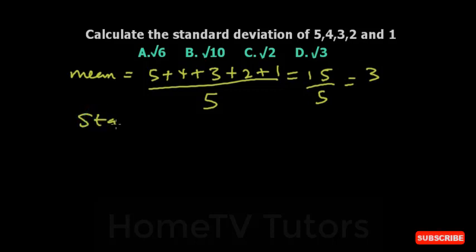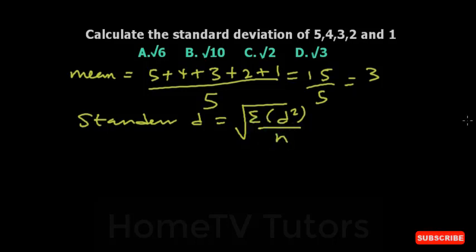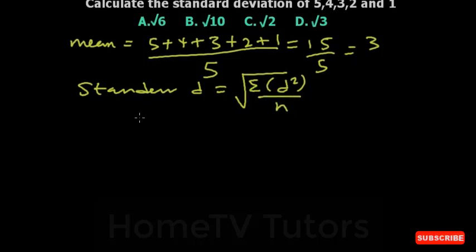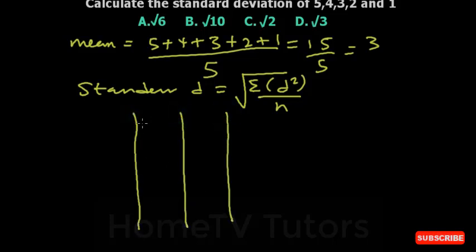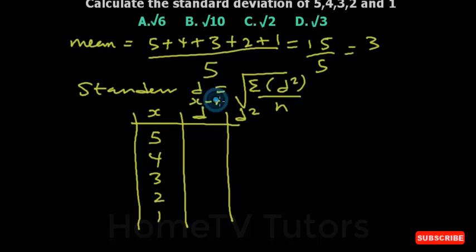The standard deviation formula is the square root of sigma, that is the summation of d square over n. Okay, so we need to create a table for that. Let's quickly draw a table for this to make it easy for us. Alright, this is x, this is d, and this is d square. Okay, so we have all the numbers: 5, 4, 3, 2, 1. Alright, so the d is x minus the median.